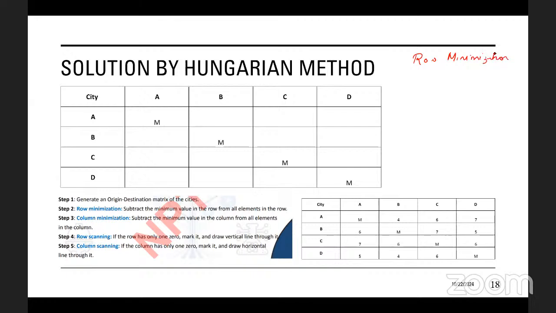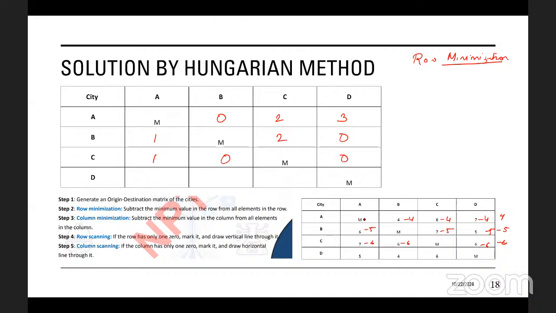Row minimization. In the first row, 4 is the least. So we'll subtract 4 from each of these values. We will get 4 minus 4 is 0, 6 minus 4 is 2, 7 minus 4 is 3. In the second row, we have 5 as the least value. So we will do 6 minus 5 is 1, 7 minus 5 is 2, 5 minus 5 is 0. Then we'll subtract 6 from row C. So it will be 7 minus 6 is 1, 6 minus 6 is 0, again 6 minus 6 is 0.